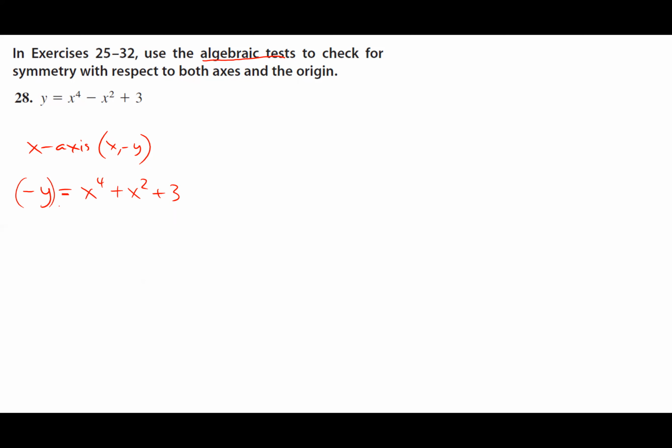And what we do is we drop the parenthesis, right? Because after dropping the parenthesis here, we get this right here. And we're going to try to solve for y again.